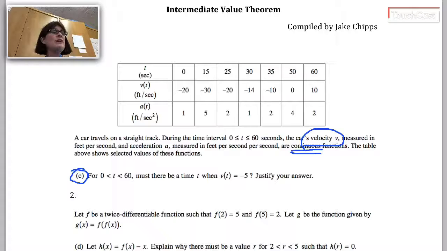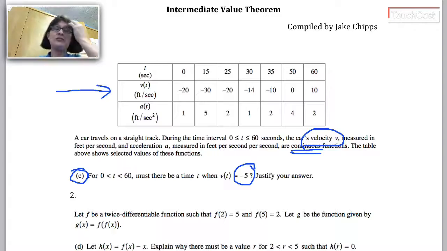So v of t equals -5. That tells me the velocity, -5, that's an interesting output value. So I'm going to try to prove that somewhere between time 0 and 60, the velocity is -5. So I can look in my table, and if I saw a -5 as a velocity, then I would be done. It wouldn't take any calculus or any even special reasoning. But I see all these velocity values, and none of them are -5. I'm going to try to use the intermediate value theorem to answer.